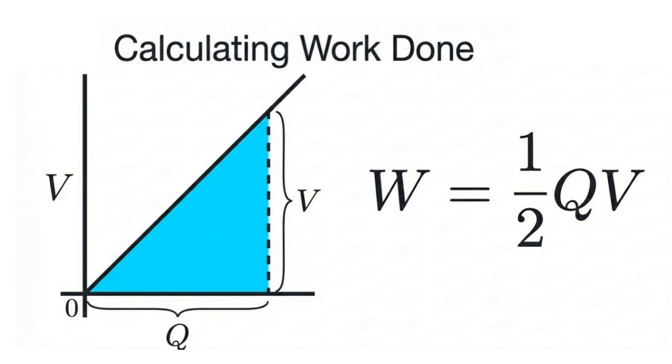This area is calculated as half the base times the height, giving us half of the total charge multiplied by the final voltage, or W = 1/2 QV. This equation also represents the energy stored in the capacitor during the charging process.